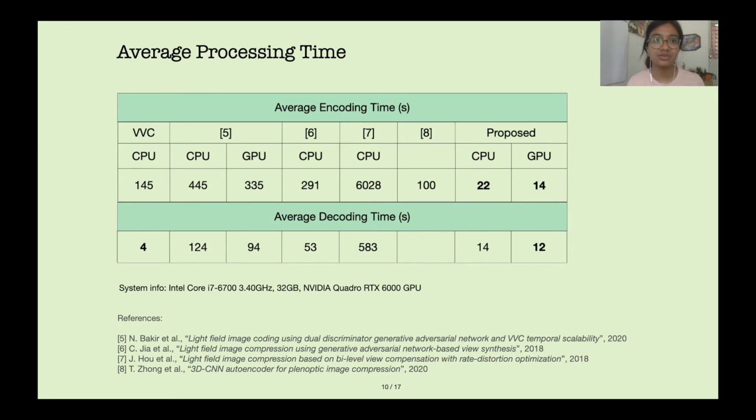Owing to the inherent structure of our model, we are able to take advantage of multiple GPUs to achieve practical encoding and decoding runtimes. So the table here shows the average processing time comparison with some of the recent learning-based models and VVC. So the time for our model is shown when we process 8 rows simultaneously.